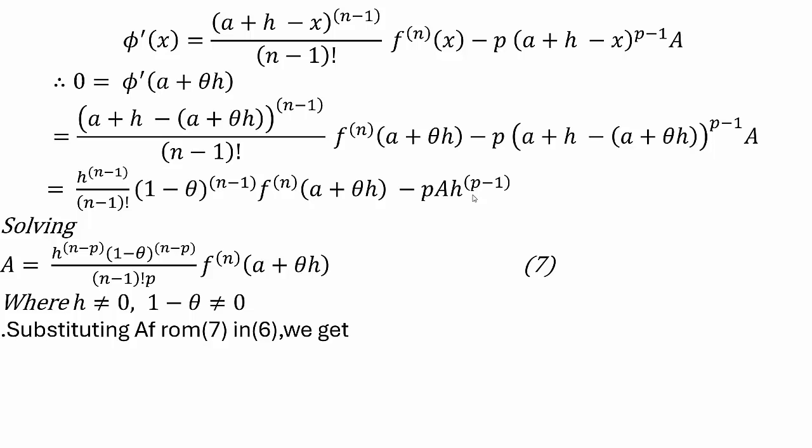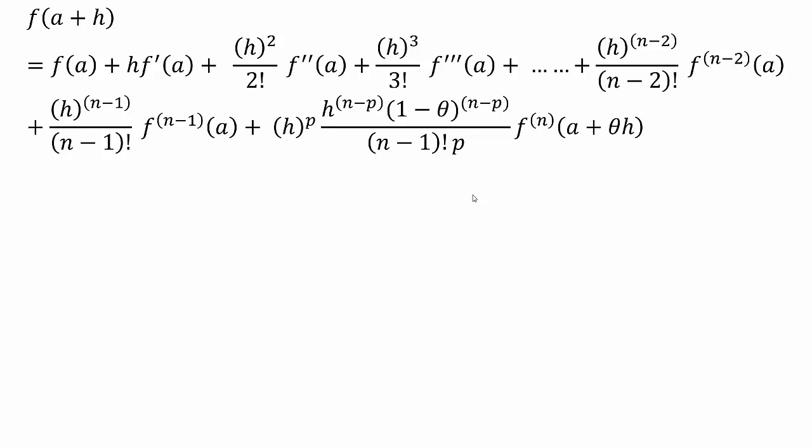Substituting capital A from 7 in equation 6, we will get f of a plus h equal to f of a plus h f dash a plus h square by factorial 2 f double dash a plus h cube by factorial 3 f triple dash a plus so on, h raised to n minus 2 divided by n minus 2 factorial f^(n-2) a plus h raised to n minus 1 divided by n minus 1 factorial f^(n-1) a plus h raised to p into h raised to n minus p into 1 minus theta raised to n minus p divided by n minus 1 factorial into p. This is the value of capital A into f^n a plus theta h.